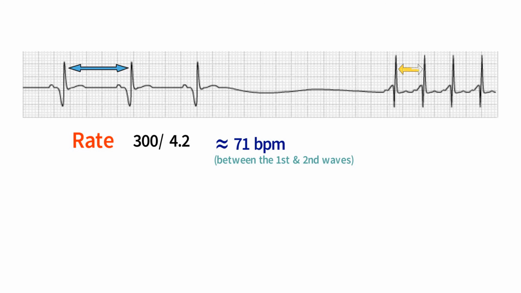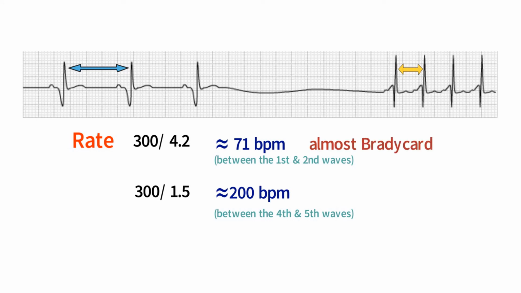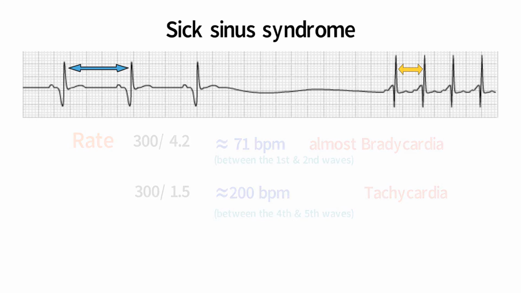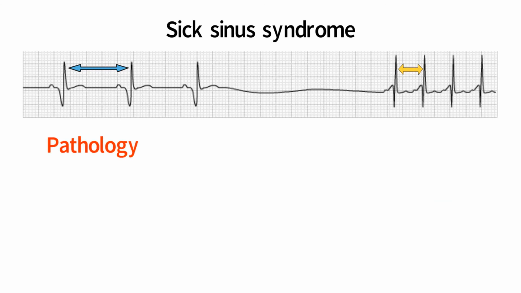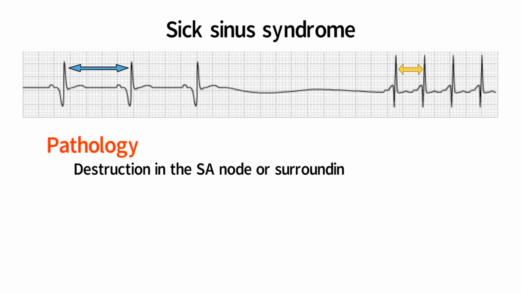But look here on the right, between this wave and this wave on the right, you will find that there is almost 1.5 large boxes. So this patient was having here an almost bradycardia, then he is having, or she is having here, a tachycardia. The same patient, bradycardia, then tachycardia. Okay, what is that? This is called sick sinus syndrome, which is due to destruction in the SA node or the surrounding myocardial tissue.